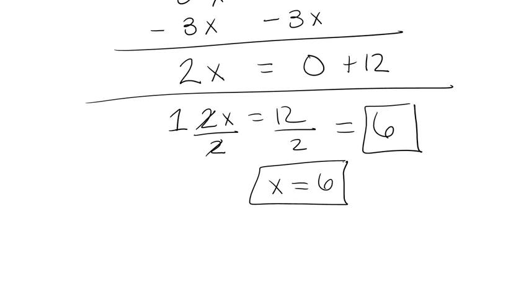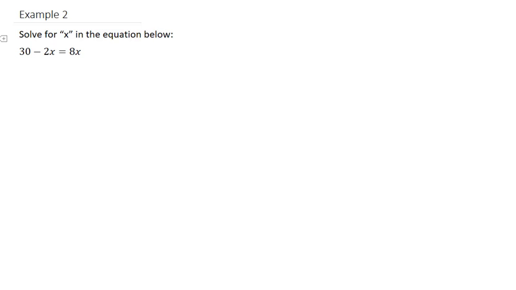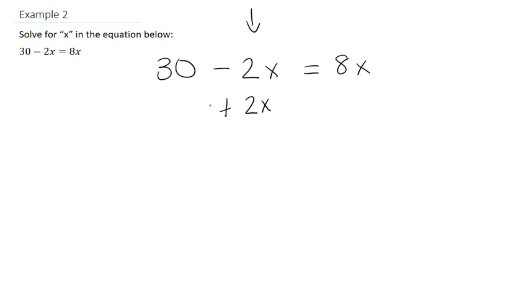Now let's do another example. Example 2, solve for x in the equation below. So we have 30 minus 2x equals 8x. So let's go ahead and rewrite this. Now we want the x on one side of the equal sign and the number on the other. So probably the quickest way to do that would just be to add 2x to both sides.